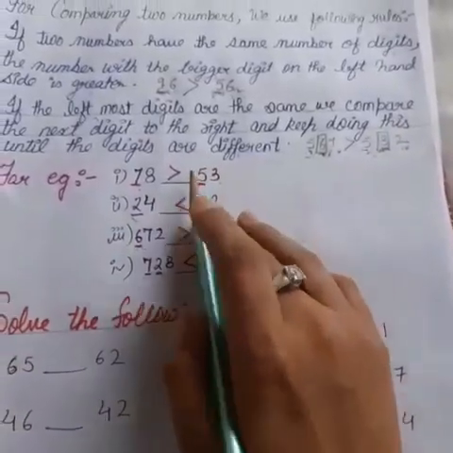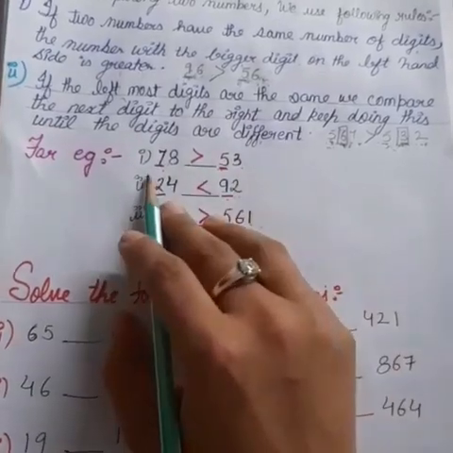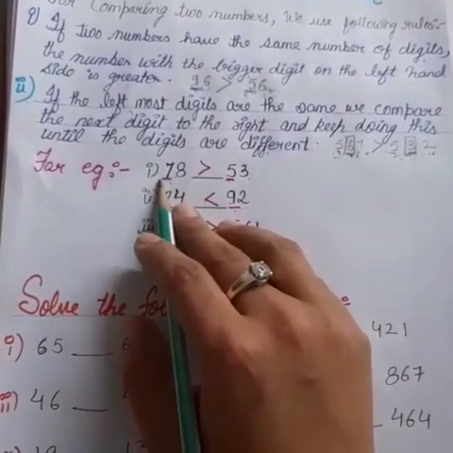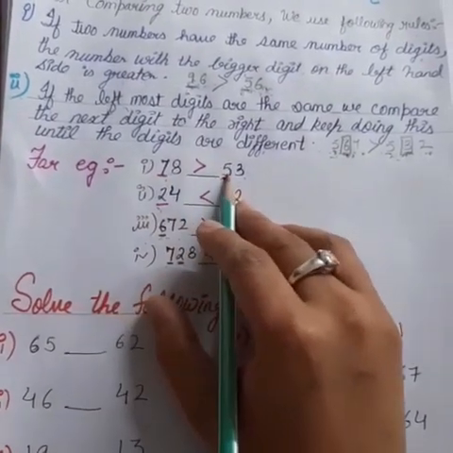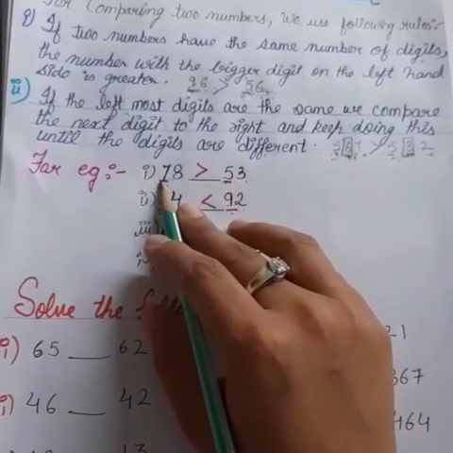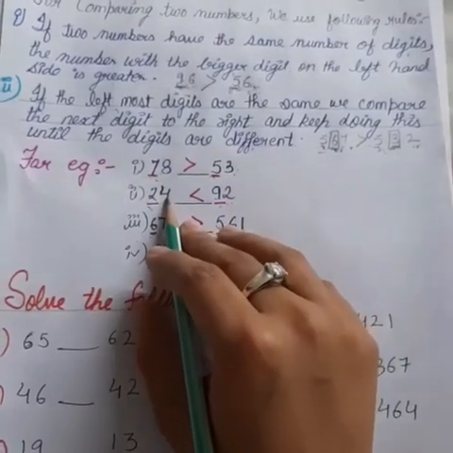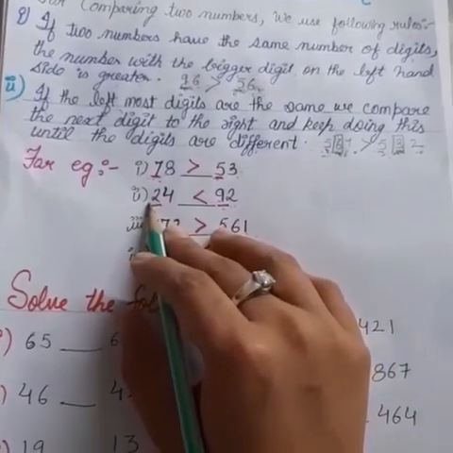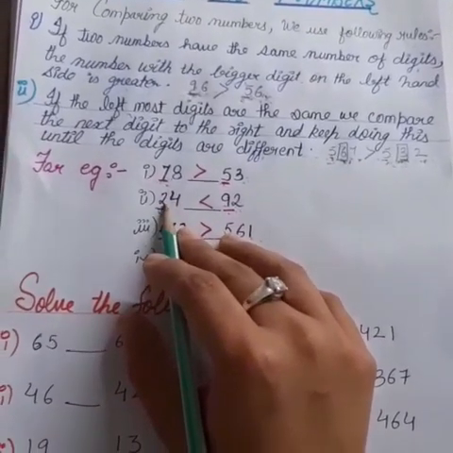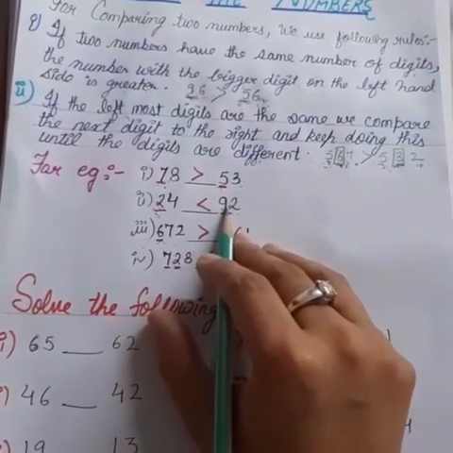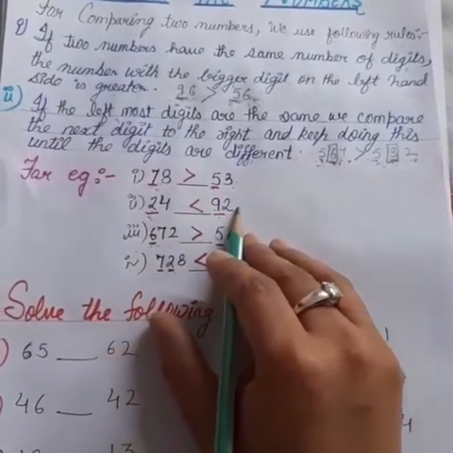So there is an example, and more examples are there. In the first example, 78 and 53, we have to see the tens place value. In the tens place, 7 and here 5. You can compare that 7 is greater than 5. It means 78 is greater than 53, right? In the next example, 24 and 92, here also we see the tens place. In the tens place 2 is there, and in this number 9 is there. It means 2 is less than 9. So 24 is less than 92.